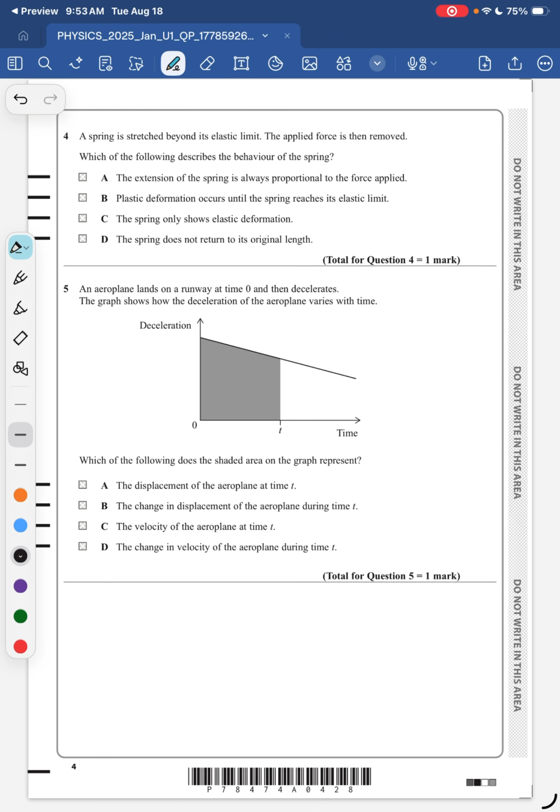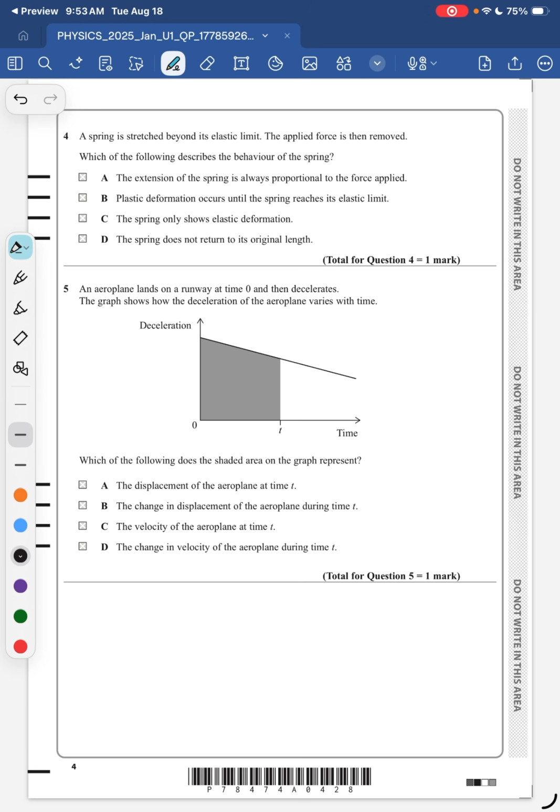Question 4. A spring is stretched beyond its elastic limit. The applied force is then removed. Which of the following describes the behavior of the spring? Option A, the extension of the spring is always proportional to the force applied. This is not relevant to the question. B, plastic deformation occurs until the spring reaches its elastic limit. That's wrong. Doesn't make any sense, actually.